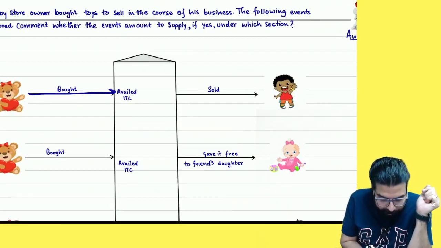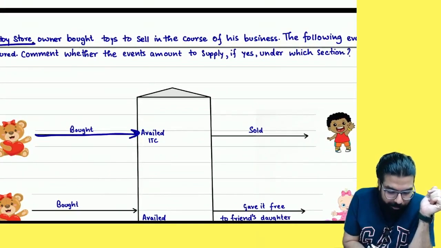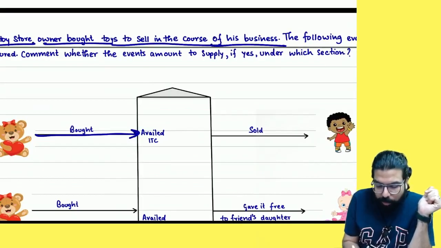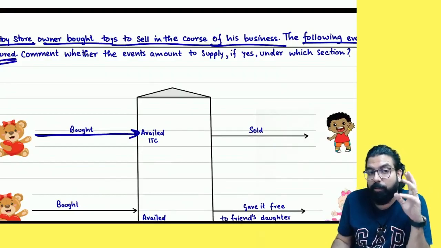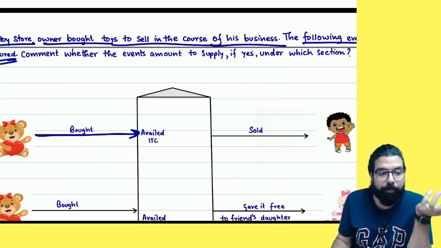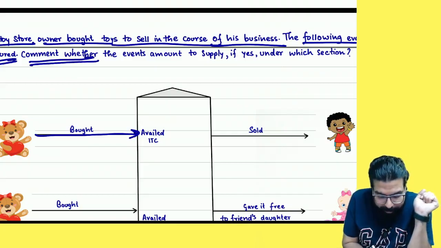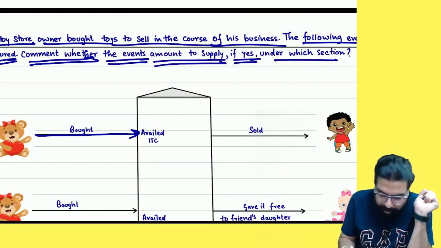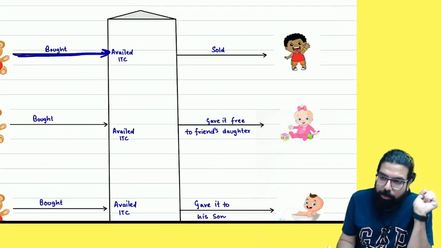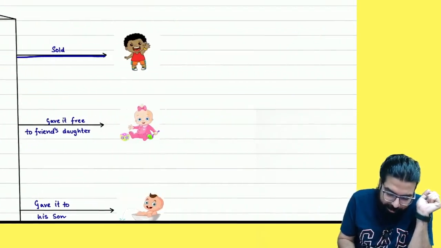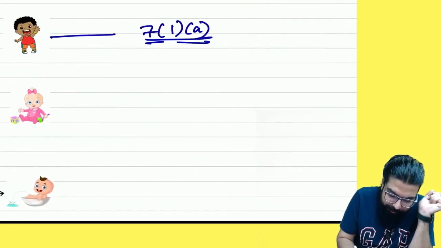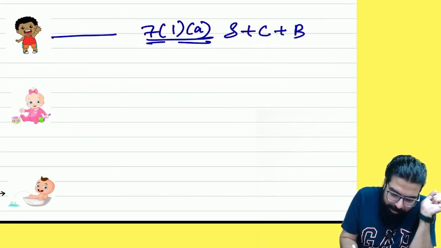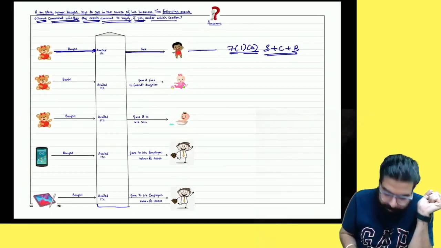You bought toys. I am a toy store owner, bought toys to sell in the course of business. The following events occurred. I am giving you these case studies. In the exam, all these small case studies they can ask you. So you have to be very careful. Listen. Comment whether the event amounts to supply. If yes, under which section? Number 1. I bought and I sold. Section number 7(1). Why? For a consideration, in the course of business. Done. Anyone any doubt?